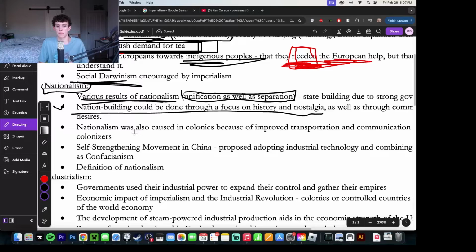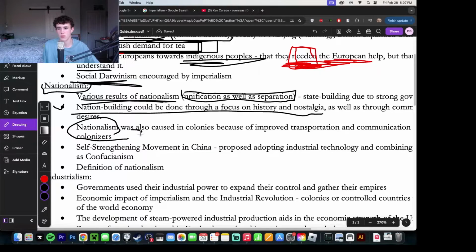Colonies meaning like colonies in Africa. And we know about the 13 colonies in the United States. When you have the improved communication and they can all talk to each other, they're kind of like, hey, we're all colonies. We can kind of do our own thing.